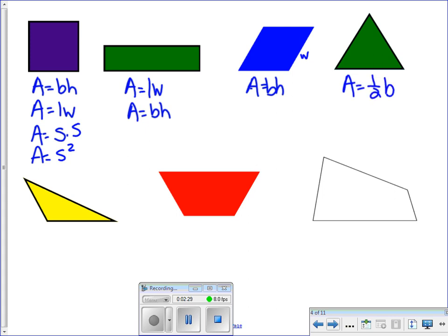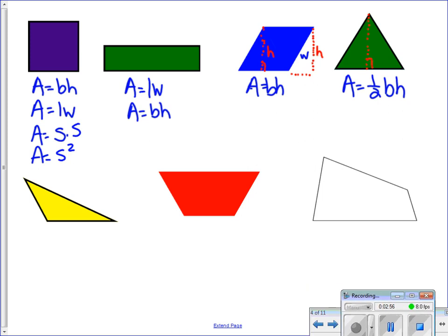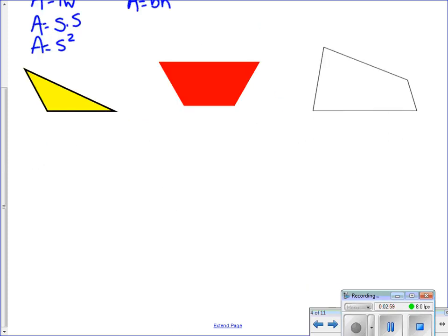Yep. And we could find the height interior because it intersects the base at a right angle. For this one, we would be able to find our height either interior or we could find our height exteriorly. I don't know if that's a word. I just made up another one. Yeah. All right, what about this one down here? How would I find the area of this yellow triangle? Yep, again, all triangles are half base times height, and I could find my height here.